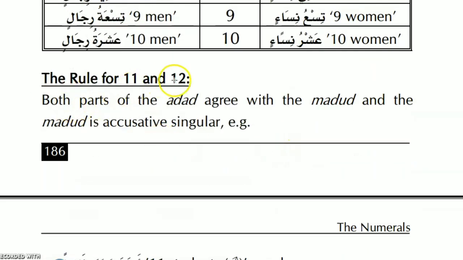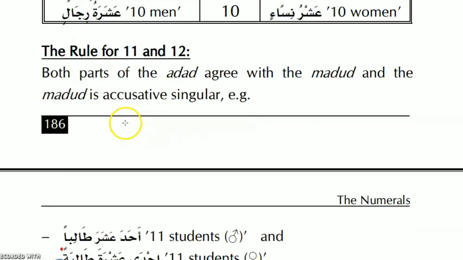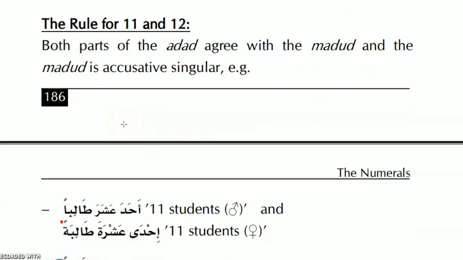Now the rules for 11 and 12. Both parts of the adad agree with the madud. See, in 11 and 12, after 10, the adad becomes from 1 to 2. We say 10 and 1 for 11, so we bring the words for 10 and the words for 1. At that time there are 2 adad over there. So we are trying to explain that in 11 and 12, both parts of the first adad will always agree with the madud.